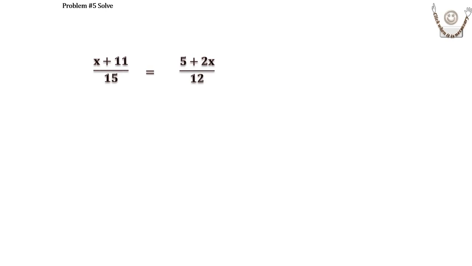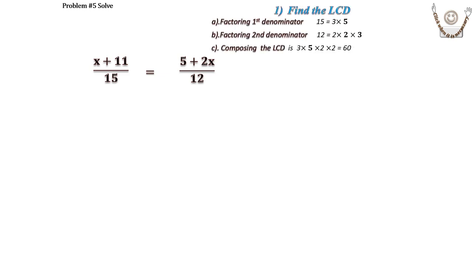Let's repeat the solution of the previous equation. First of all, we want to clear fractions. So for that purpose, we have to find the least common denominator for all denominators, for 15 and 12. As you remember, it will be just 60. Next, we have to multiply both sides, all fractions, by the least common denominator.